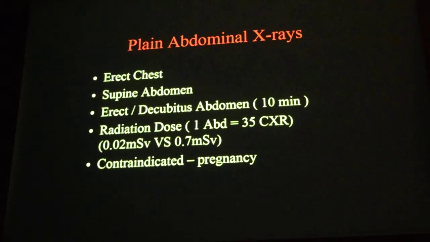Does anyone know how much radiation you give when you do a CT of the abdomen? How many times more, if you compare a chest and abdominal X-ray, would you give if you do a CT of the abdomen? Just a wild guess. 6 times more? 65? 250 times.